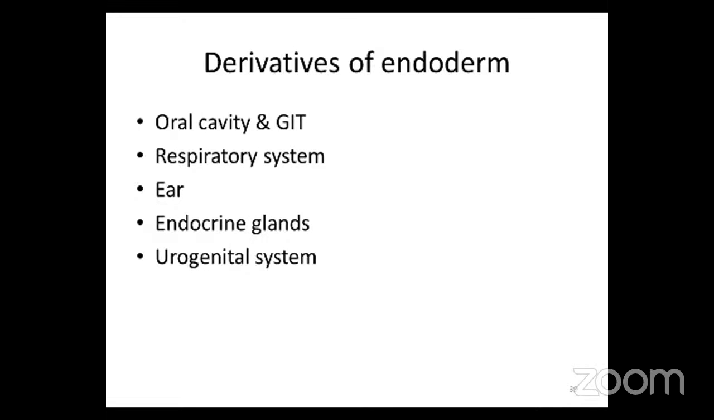So, lining of the urinary bladder, lining of the vagina in female, lining of the urethra, the whole urethra in female, and lining of most of the penile urethra in male. Because the penile urethra at the distal end has an ectodermal origin, and the remaining part is endodermal. Okay.